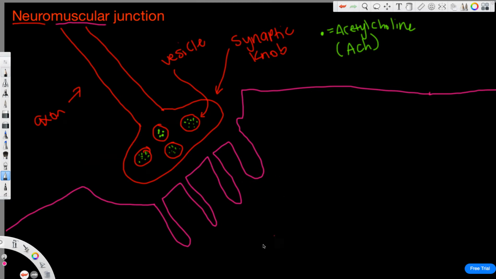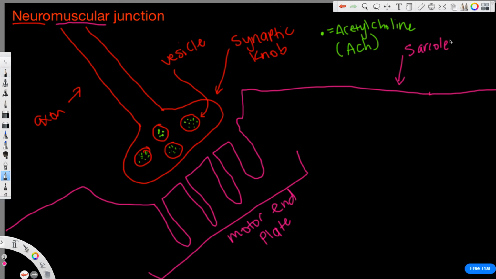So let's label some stuff here. So this whole piece is the motor end plate. The pink stuff is the sarcolemma. And these little guys are junctional folds. Great. Okay, so now we have our two cells more or less set up.